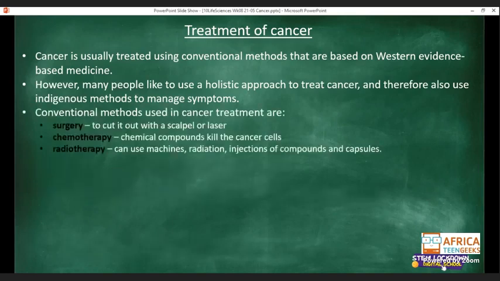So the types of conventional methods used to treat cancer are surgery, chemotherapy, and radiotherapy. You may also see the term cryotherapy, CRYO therapy. This is also known as cold therapy. So if you see the term cryotherapy in your textbooks, it can also be used in cancer treatment.